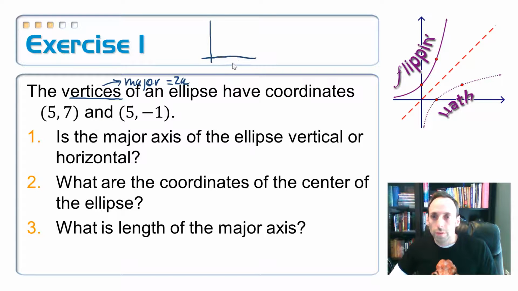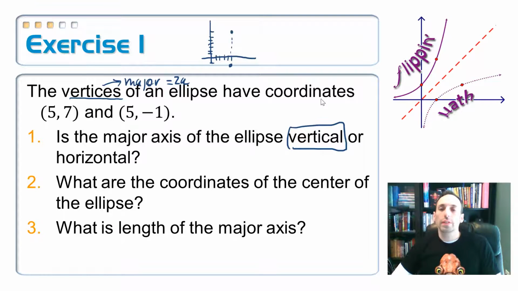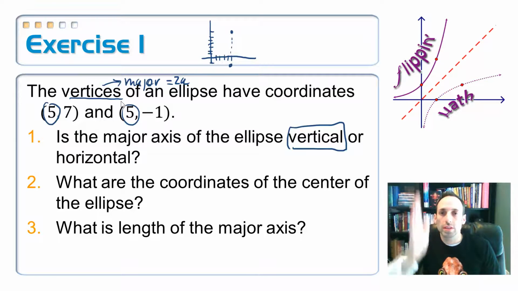Let's sketch this thing out here. So I've got (5, 7). 1, 2, 3, 4, 5. 1, 2, 3, 4, 5, 6, 7. Right there is one of the vertices, and then down at (5, negative 1) here is the other vertex. Is the major axis of the ellipse vertical or horizontal? I can see from this diagram that it's going to be a vertical one. How could I have been able to tell that by just looking at the two points? Well, these two x-coordinates stay the same. If the x-coordinates stay the same, your y's are changing, you're only going up and down, that's vertical.